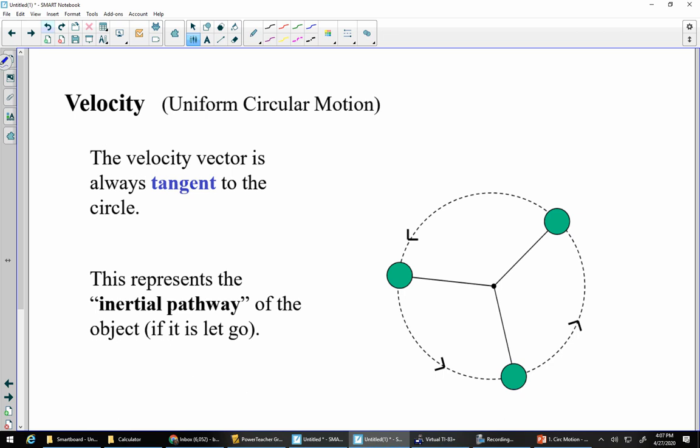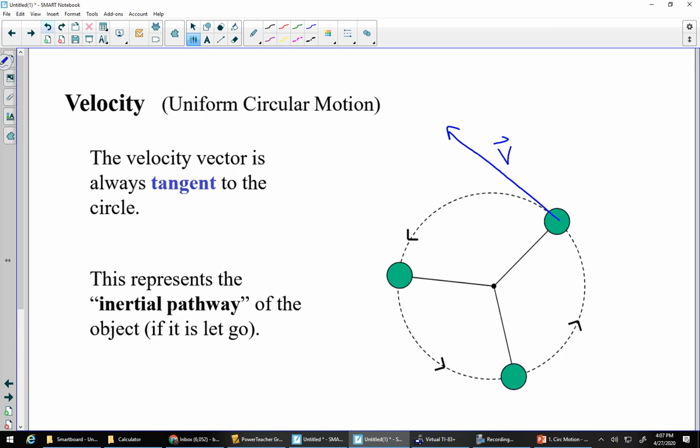You could think about it as the inertial pathway, so where it would go if you were to let go of, say, the string that you're whipping it around on. You can think about this as mud flying off your bike tires. You could think about this as rock slings from David and Goliath or whatever that thing is. I don't actually remember that well. You could even just try this out in your house.